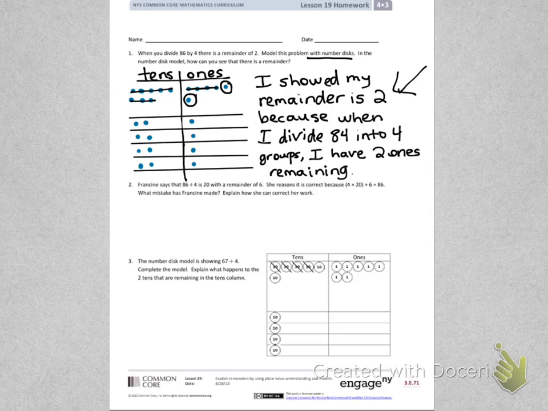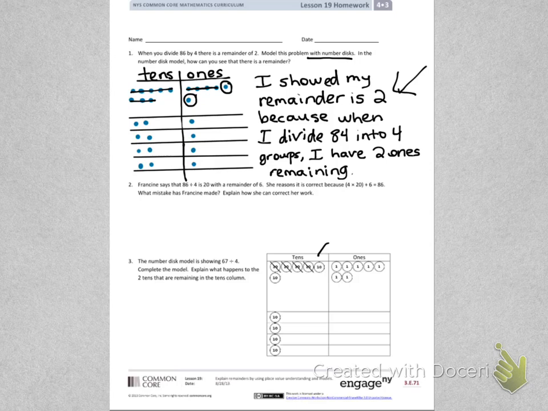Now I'm going to look at problem number 3. The number disk model is showing 67 divided by 4. Complete the model, so that's the first thing we'll have to do, and explain what happens to the 2 tens that are remaining in the tens column. So they've already represented in this model 6 tens and 7 ones. They've already showed 4 tens getting distributed evenly because you're dividing into 4 different groups.